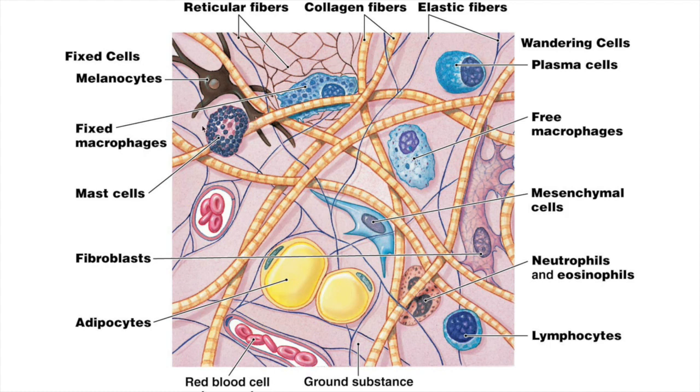It also consists of different cell types. There are fixed cells, and they're involved in maintenance and repair of the local area. And then the wandering cells, like here's some wandering cells, and they're more involved with the body's defense system. We'll talk about them more with the immune system.